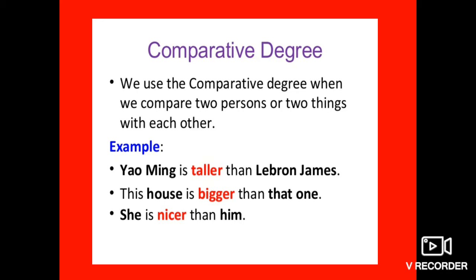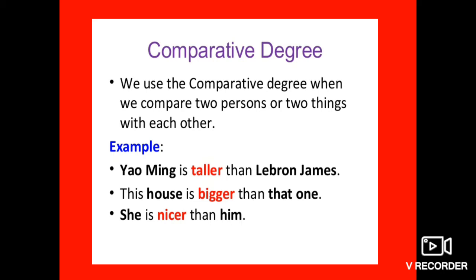Now students, comparative degree. In comparative degree, we use it when we compare two persons or two things with each other. In positive degree, we were not comparing, but in comparative degree, we are comparing between two. Only two, not more than two. Yao Ming is taller than LeBron James. This house is bigger than that one. She is nicer than him.